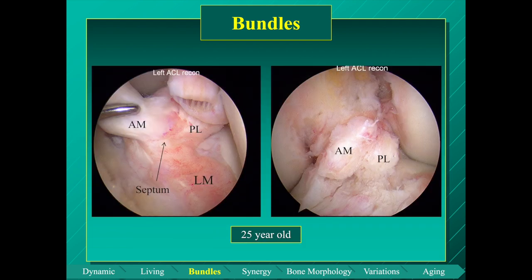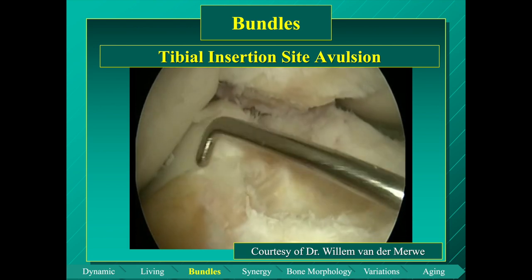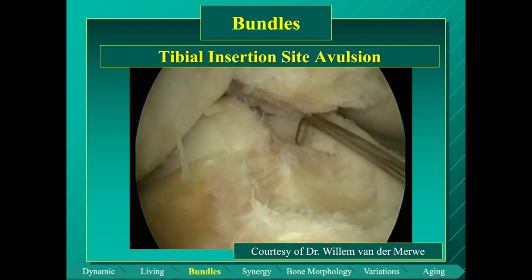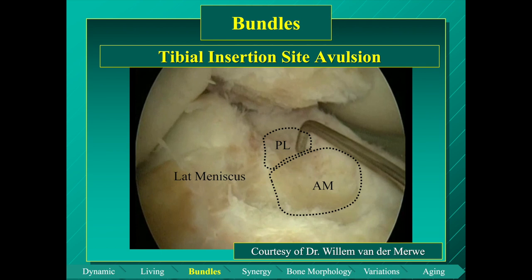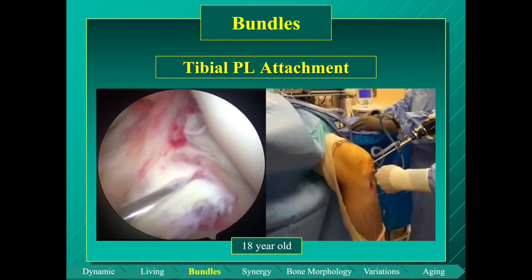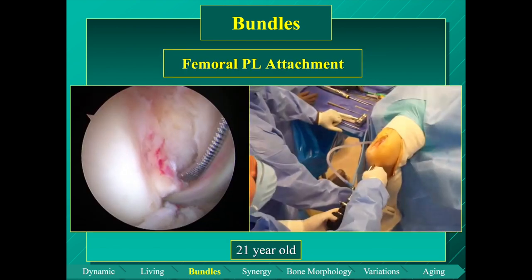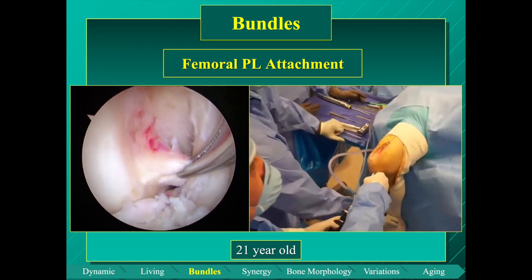The best way to look at the ACL is during surgery, at 10x magnification. The AM and PL bundles are clearly demarcated with the dividing septum. We are also able to better appreciate the insertion of both bundles and their relation to the menisci. The PL bundle inserts closely with the anterior horn of the lateral meniscus, with intermingling of their fibers. Clinical testing reveals the strength of the fibers and their importance to the structural integrity of the ACL and the strength of the PL fibers at this insertion.